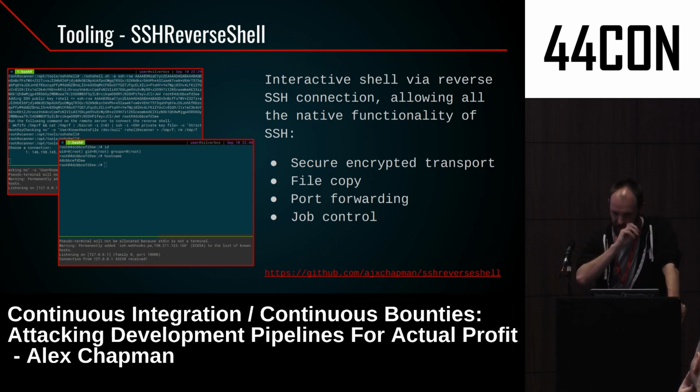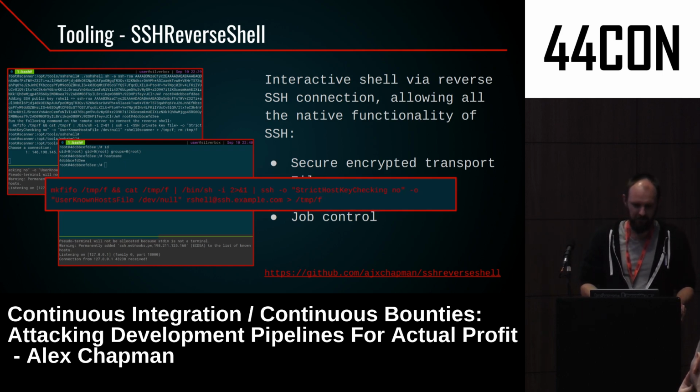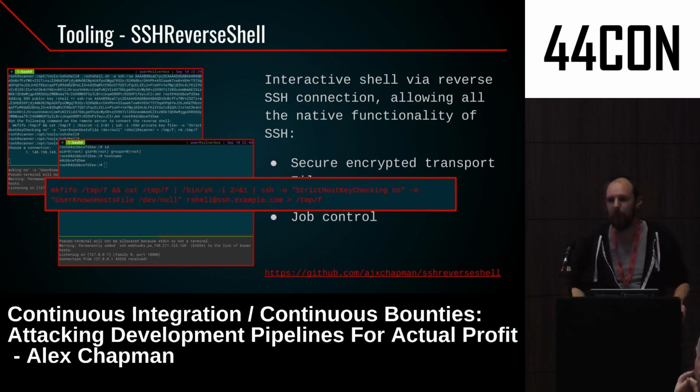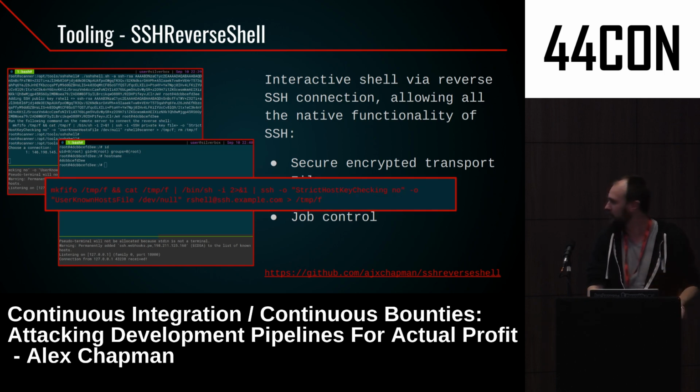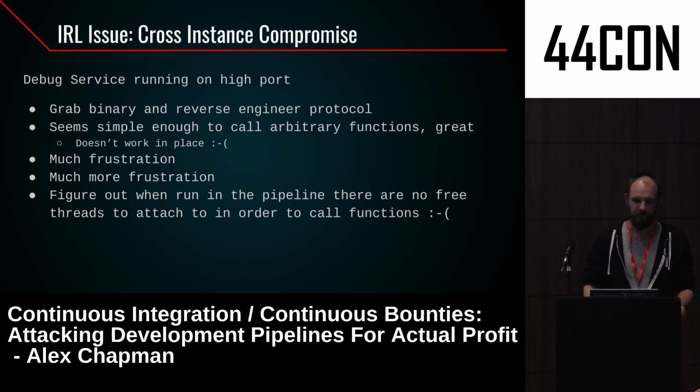Quick script later, and I wrote this very hacky tool to do this. It takes your standard FIFO input-output into SSH. It will connect to an SSH server, which you can then connect to from your server. So the SSH server brokers the connection for you, and you get a full interactive SSH shell, which means you can also do things like SCP, port forwarding, and have full job control on there, which is really quite nice in terms of assessing an internal environment. So I thought that was quite cool. It's on GitHub. Feel free to check it out.